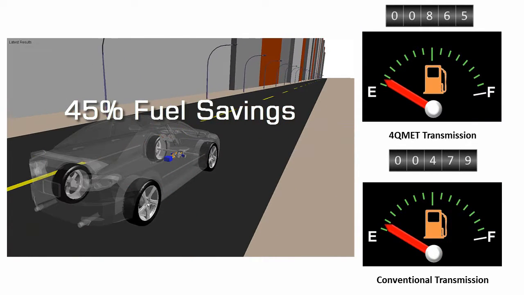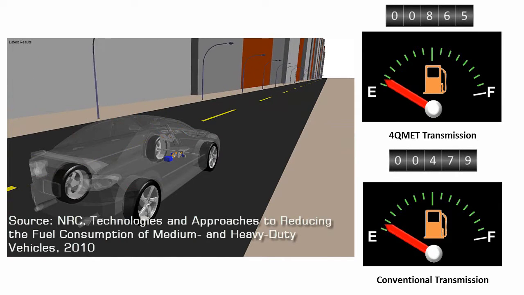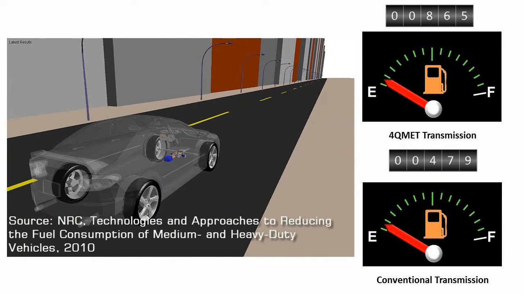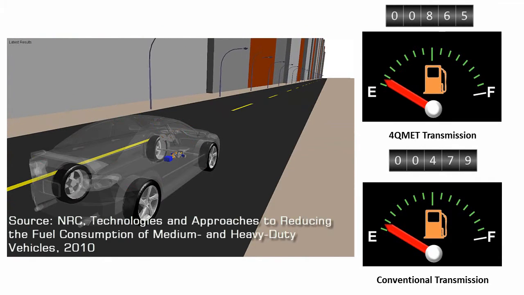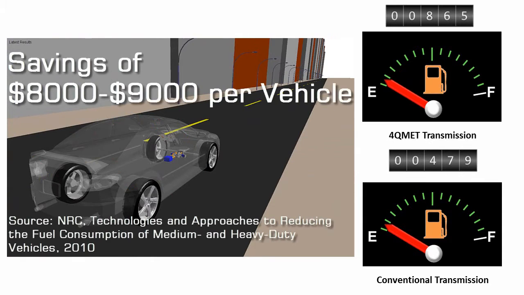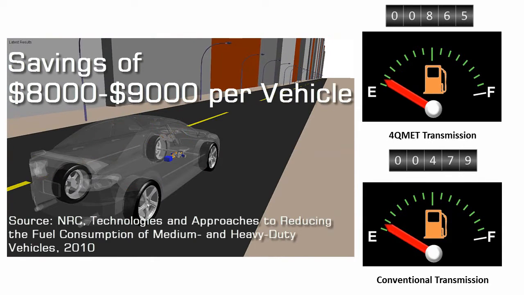In commercial terms, if a typical vehicle consumes about 15,000 liters of fuel per year, for the same drive cycle, a vehicle operating with the 4QMET transmission would consume almost half of that, saving between $8,000 and $9,000 a year.